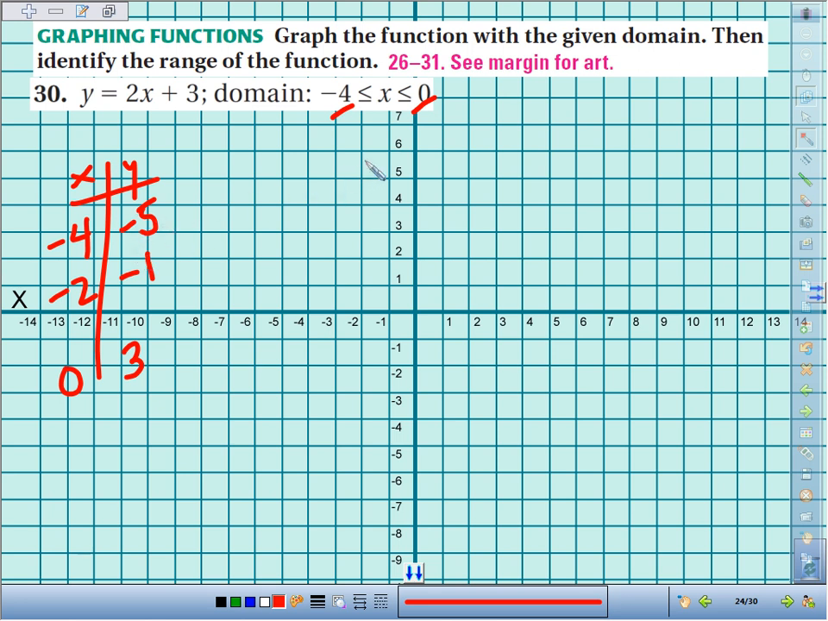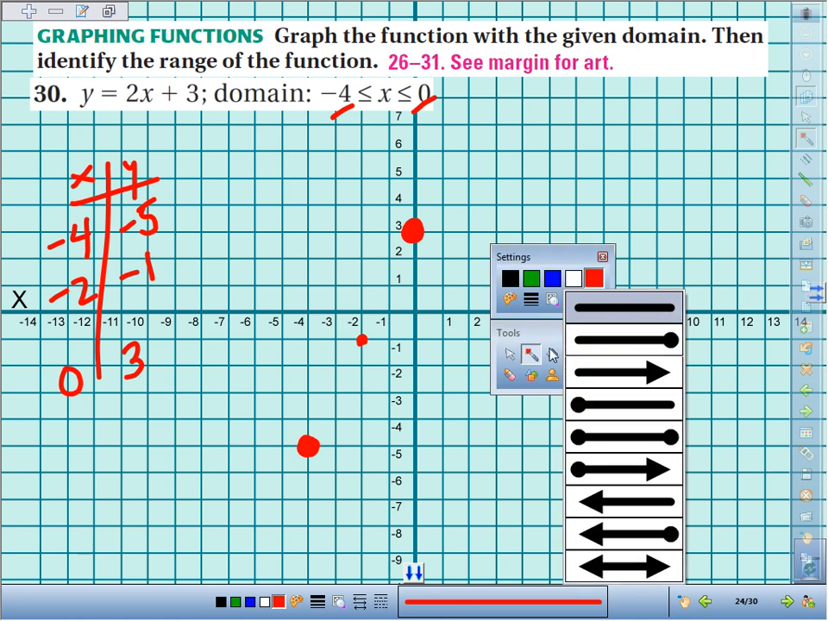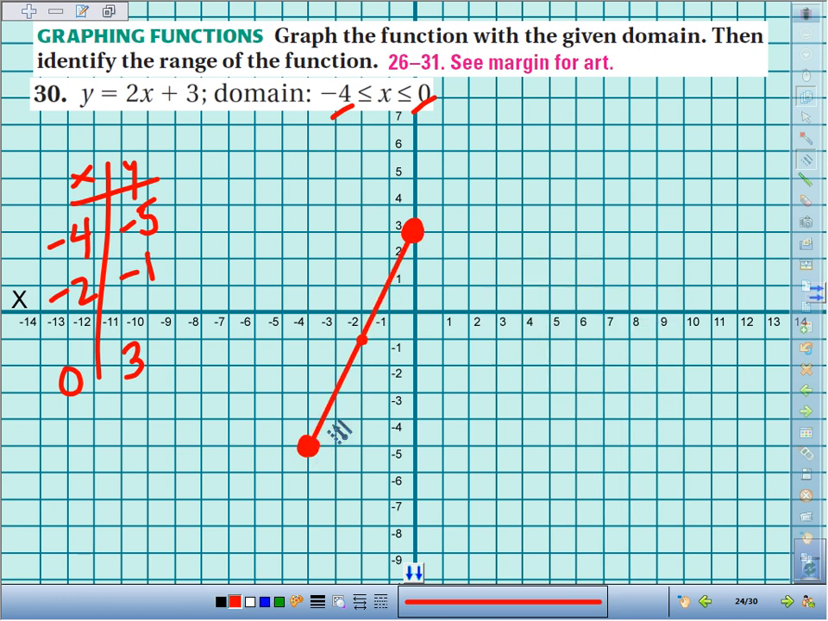So if we plot these, again, I like to make big stop dots at my endpoints. So when x was -4, I hit -5. I'm going to make a stop dot there. When x was 0, that's another stop dot. So 0, 3. Make a little bigger one there. And then another point on the graph, -2, -1. Since these are all in a line, I'm probably okay. But again, I have 2 stop dots here, so my graph won't have any arrows. It's just going to stop at those 2 points.